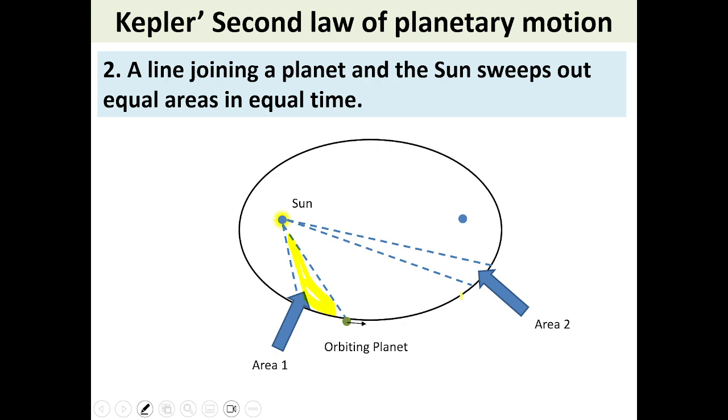Now, the same planet, in the next 30 days, comes here. Now, again, we have lines moving. The line is moving with the planet. So in this 30 days, this is the area, area 2. You can see area 2.